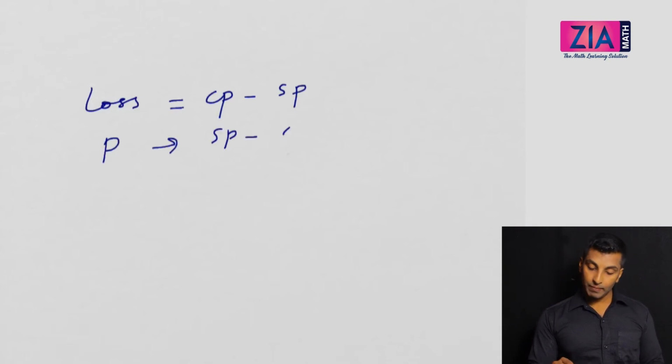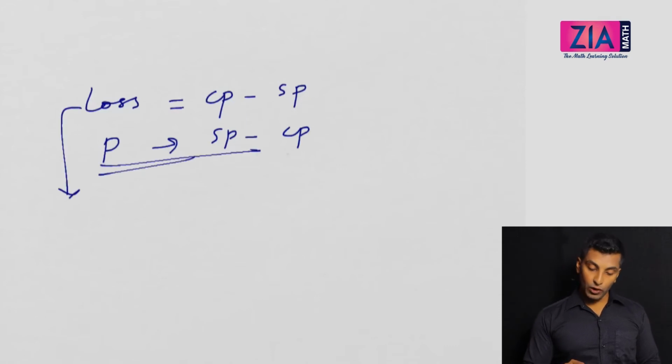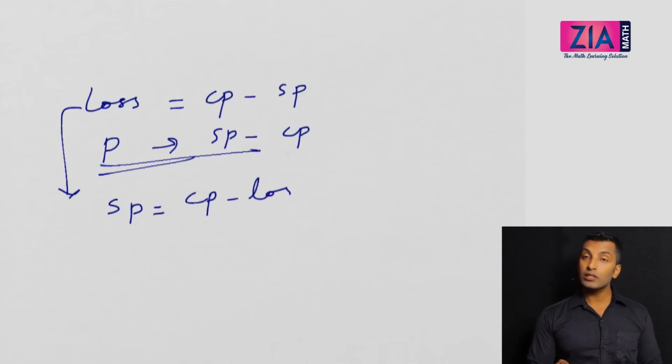So loss is equal to cost price minus selling price. Profit is selling price minus cost price. So we have seen this. Now in case of loss, what is the selling price? Cost price minus loss is the selling price. Then what is cost price? That is selling price plus loss.